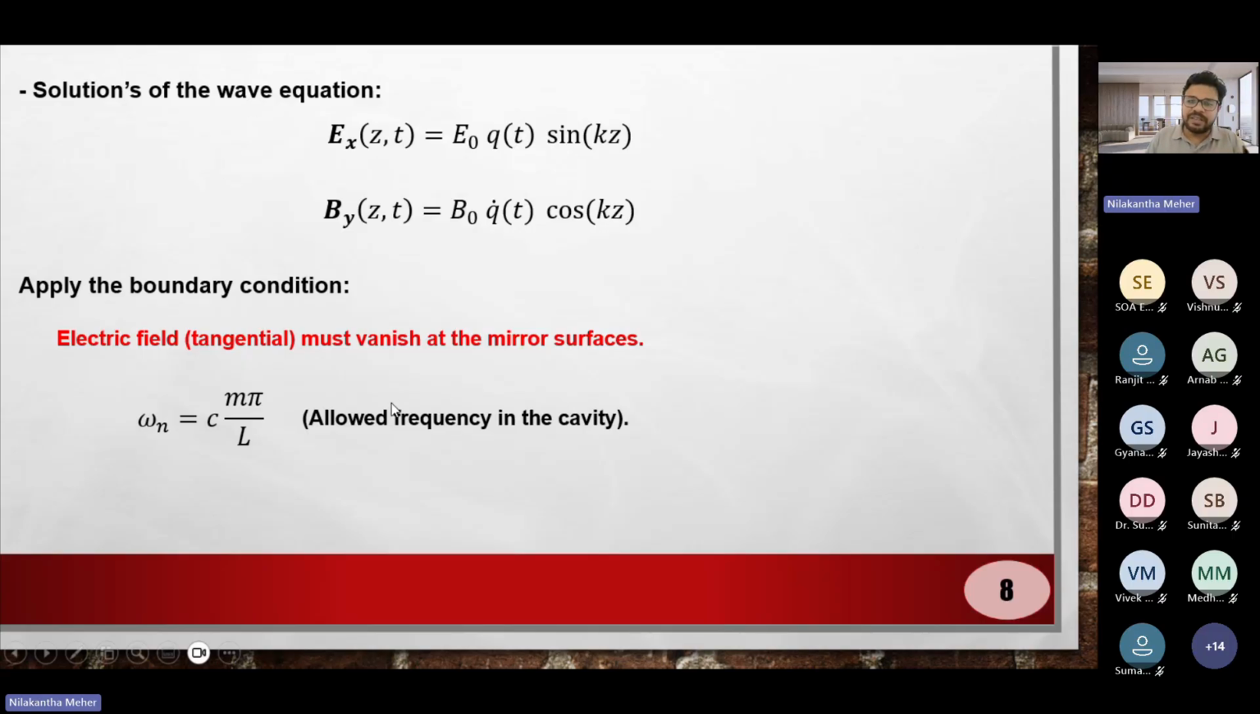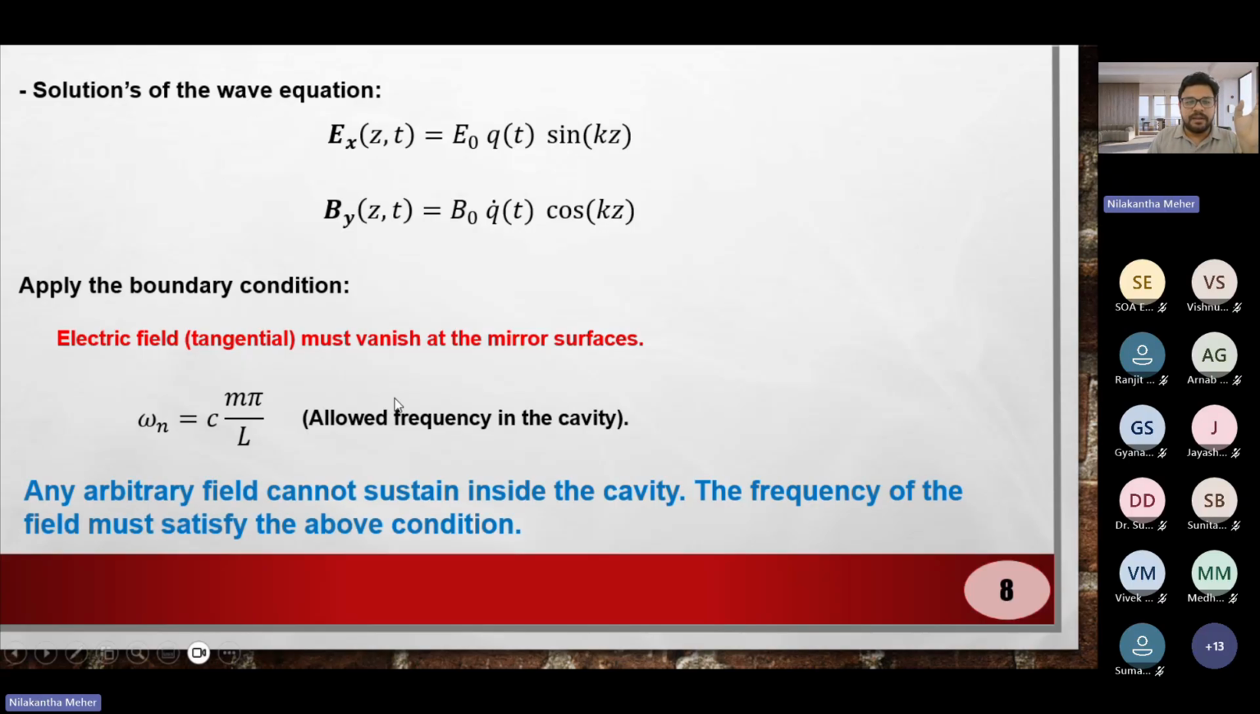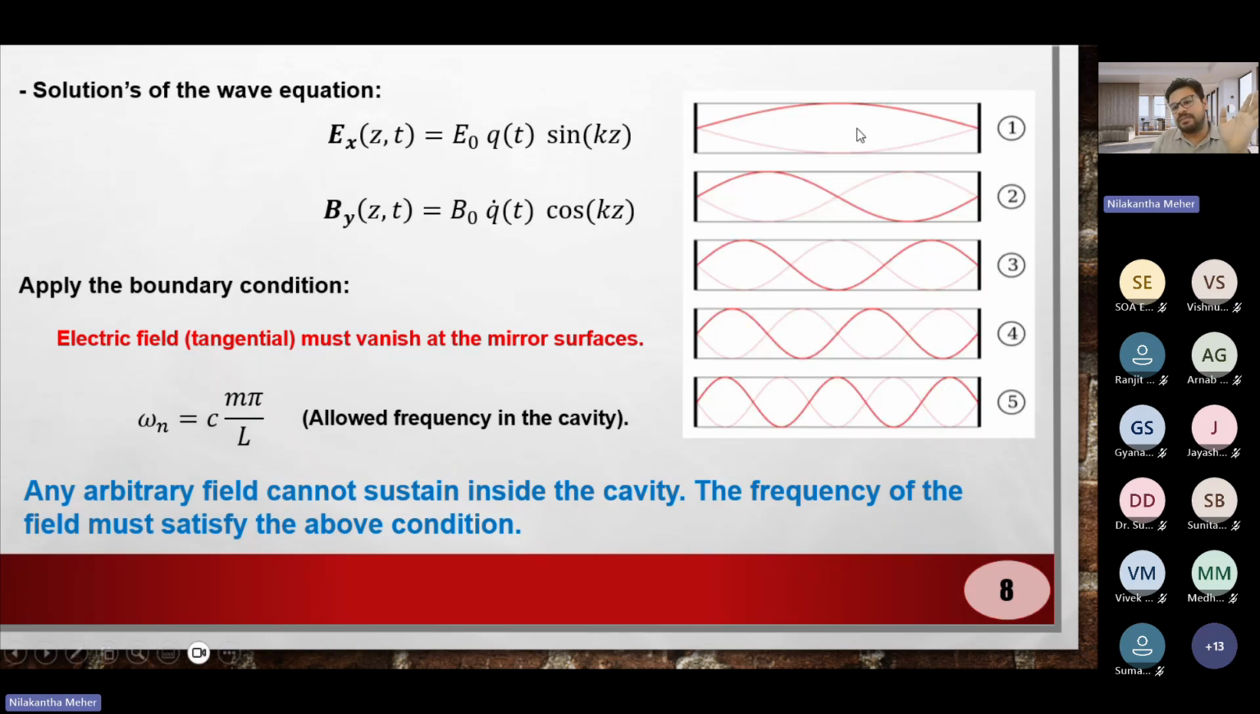Not any arbitrary frequency can stay in the cavity. So that means any arbitrary field cannot sustain inside the cavity. The frequency of the field must satisfy the above condition. I have given the condition that the frequency will satisfy. Of course, one can have several frequencies, but you can see here, the electric field vanishes at the boundary.